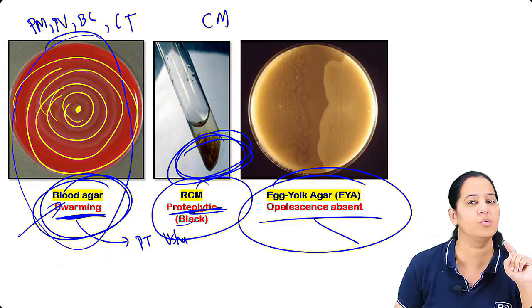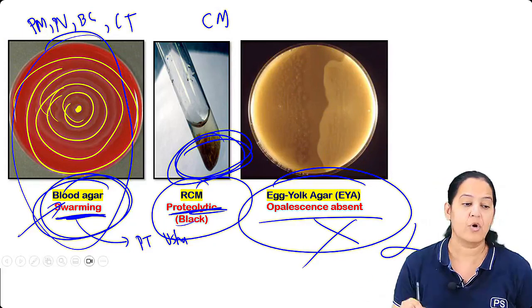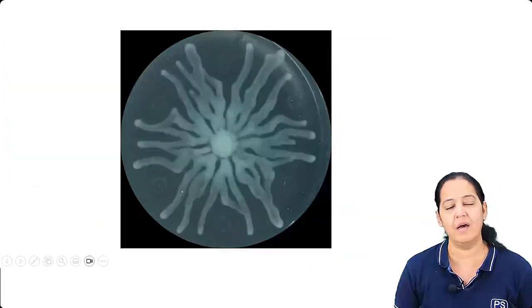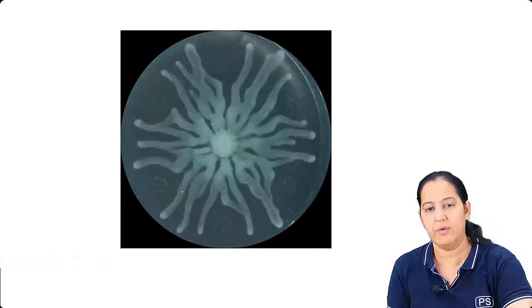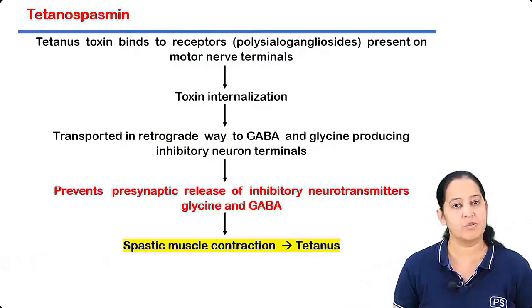On egg yolk, there is no zone of opalescence. There is no alpha toxin. Alpha toxin causes zone of opalescence and is Nagler positive. This is Nagler negative. So please learn. You can see here we have done the inoculation and the waves are formed. This is swarming. So swarming is very unique.